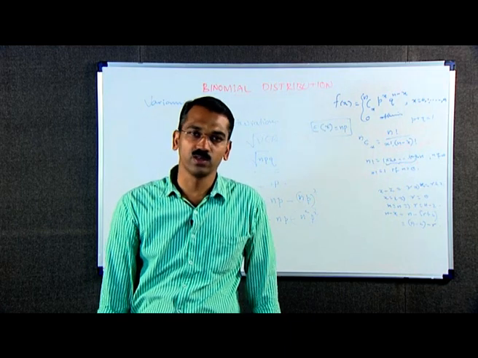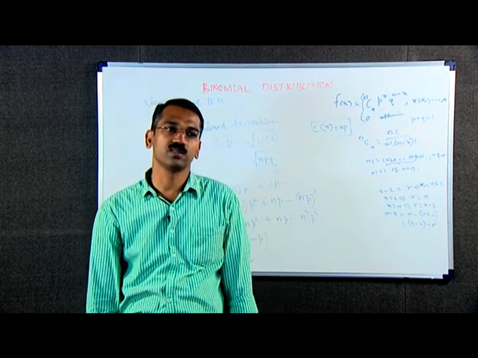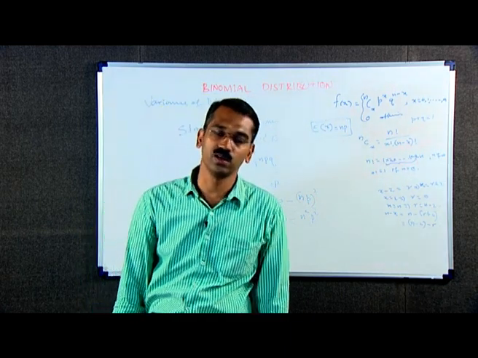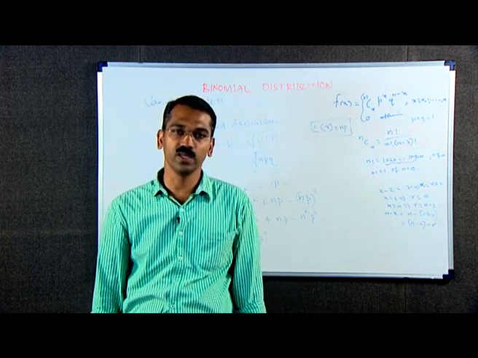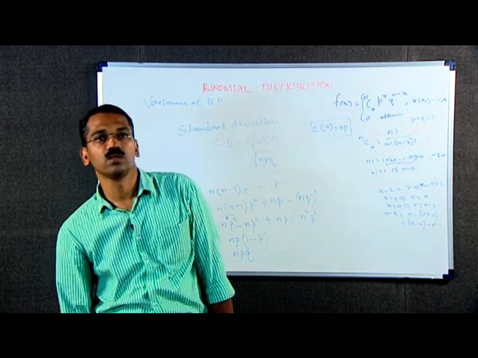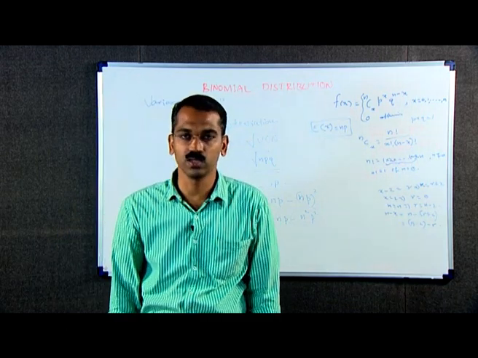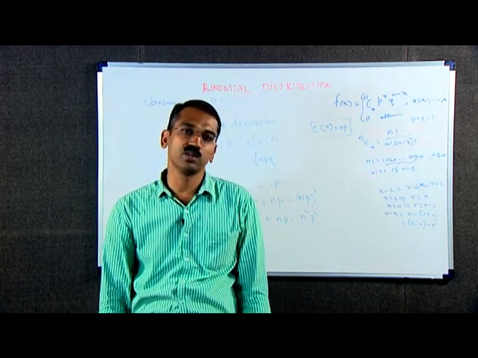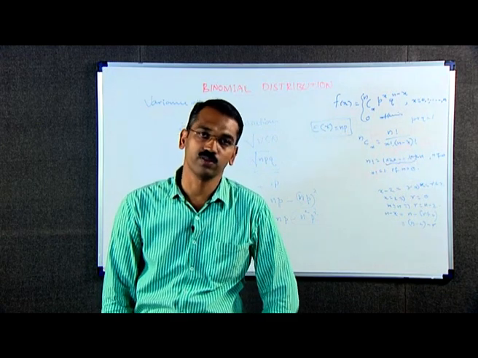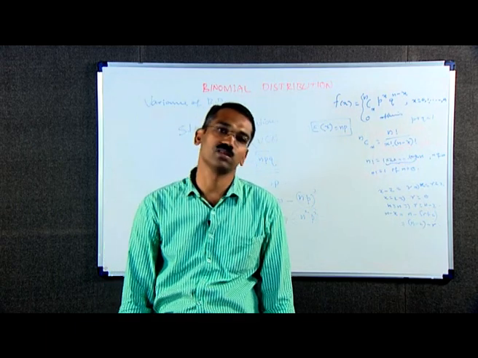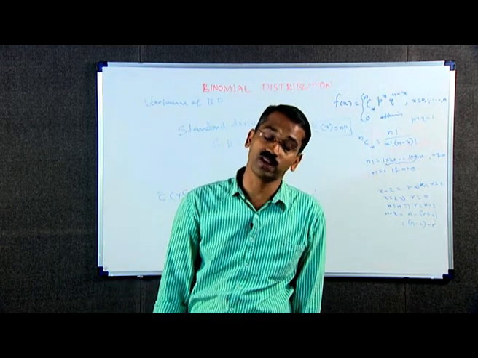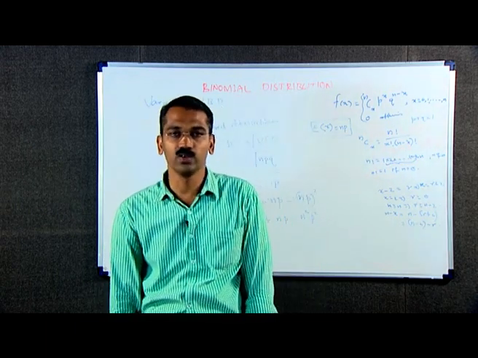Now, let me conclude this session. We discussed the binomial distribution and the expectation or the mean of binomial distribution and the variance of binomial distribution. The mean of binomial distribution is the product of the parameters of the distribution, and the variance of x is equal to n into p into q.